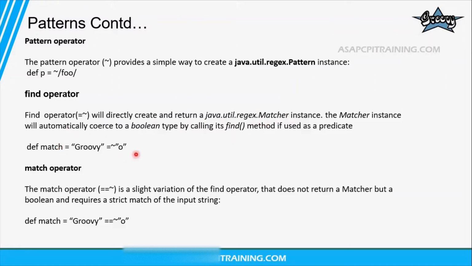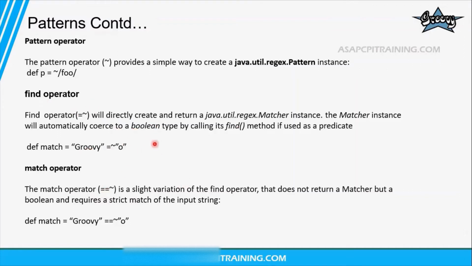But when the same statement is used inside the if, it automatically uses the find method inside it and returns a boolean value. So we'll see that. This is the find operator, and then we have the match operator, that is double equals to slash. This is slightly different from the find one.